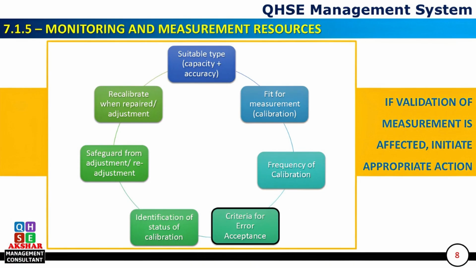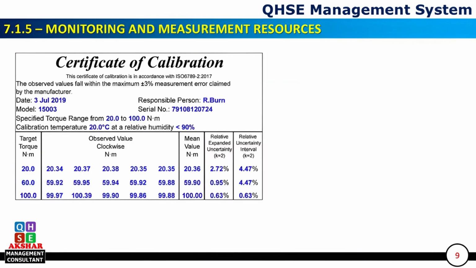The fourth requirement is acceptance of error. It is believed that if the calibration certificate is received from the external agency, the monitoring and measuring resource is fit and can continue to be used. But the fact is that the calibration agency usually provides a calibration certificate. The errors are also reported in the calibration certificate.